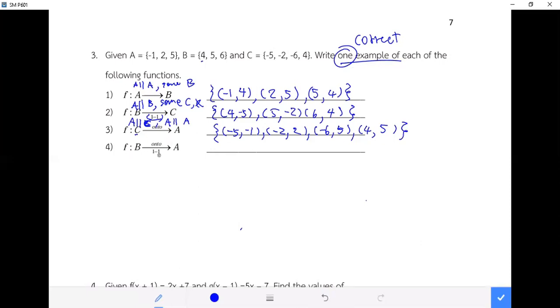Okay, the last one, on 2 and 1 to 1, right? This one means you have to use all from B, and then you have to map it to all of A, and do not repeat A. So B, you have 4, 5, 6. You go 4, you go 5, and then you go 6. Goes to A. You can go with anything. Maybe I want to put 2 there. Maybe I want to put -1 there. Maybe I want to put 5 there. Right? I use all B. I use all A, and I don't have any repeating members of A. That's it. You know, right?